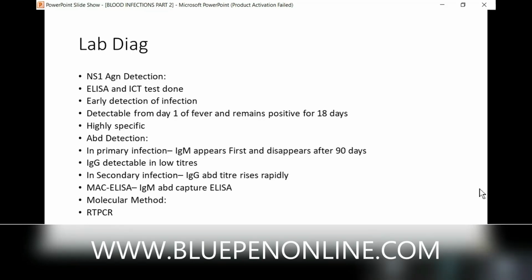Then the lab diagnosis. What are the lab diagnosis tests we do? There's the NS1 antigen detection test. You must have seen a person with dengue.